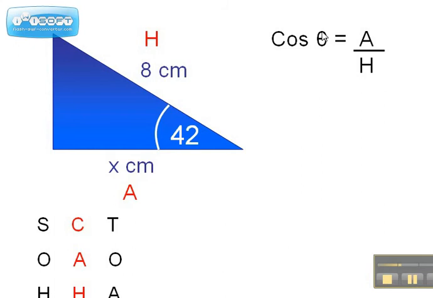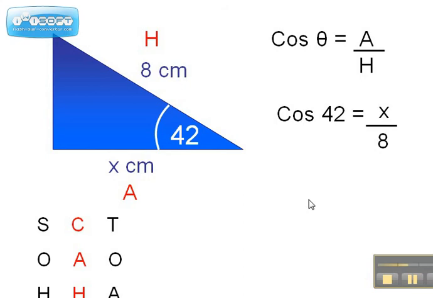And so I must point out this symbol for theta, it's a Greek symbol, it just means angle, and you'll see me write it and textbooks write it a lot. The angle we know is 42. The adjacent is what we're trying to find, we'll call it x, and the hypotenuse we are told is 8.